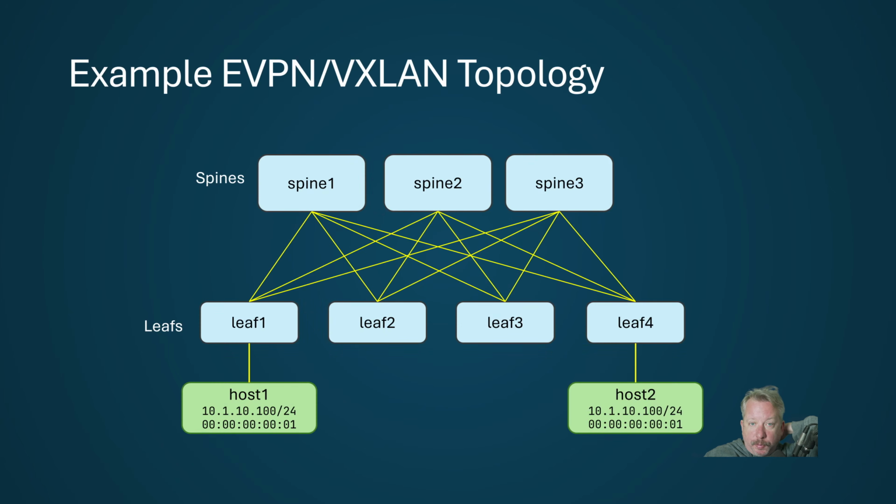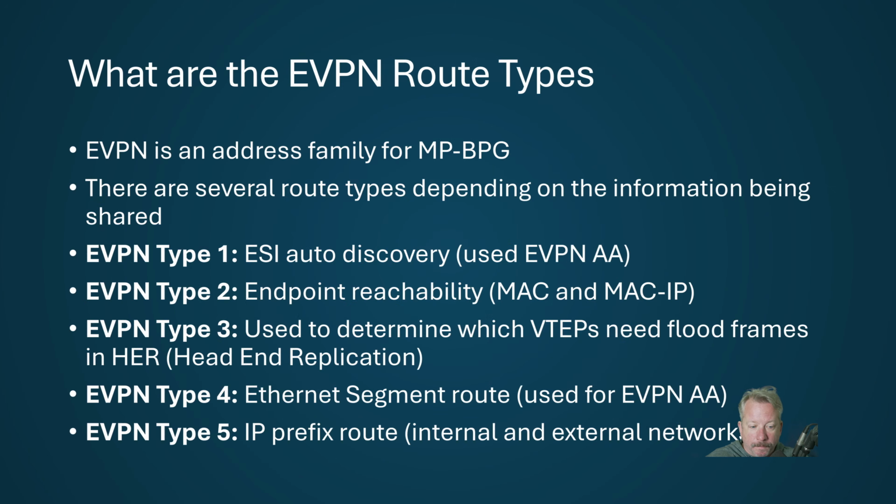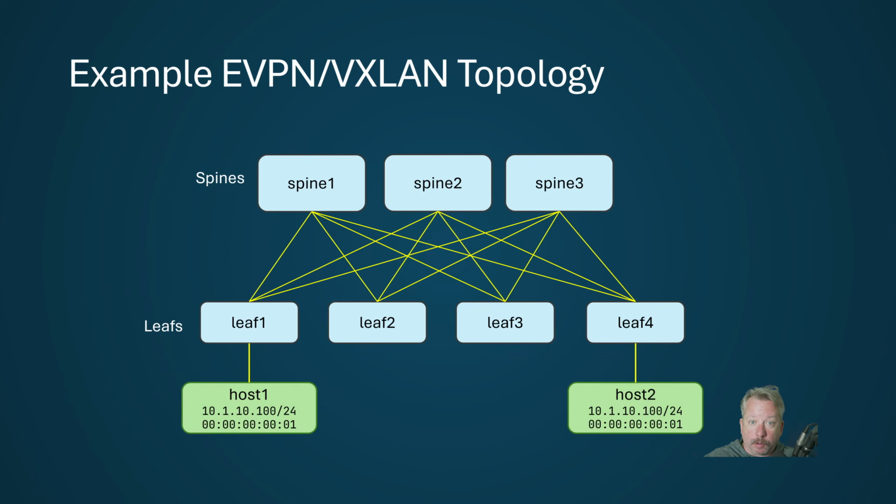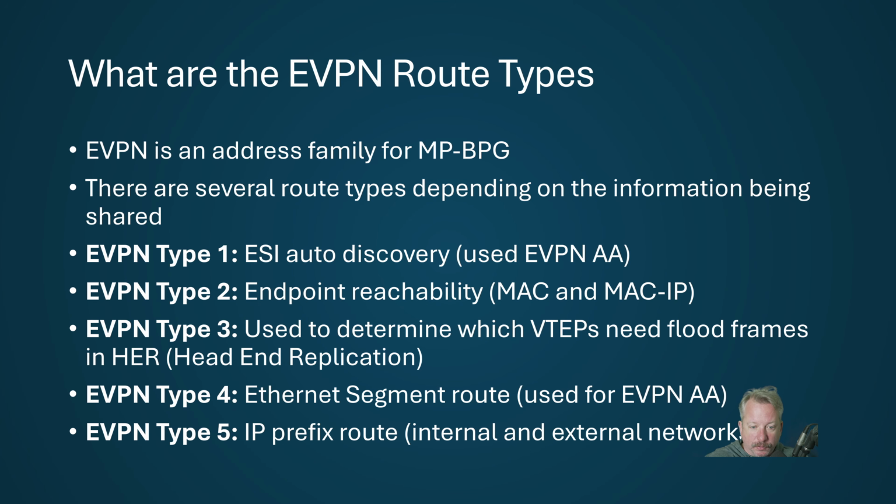Our example topology here is going to be a pretty standard leaf spine topology. There's no multi-homing on the hosts. The hosts are connected into leaf 1 and into leaf 4, and that's just how we're going to demonstrate all this. So let's talk about EVPN route types first.